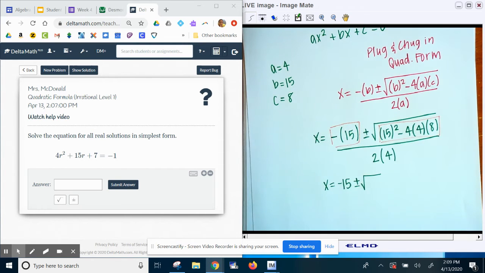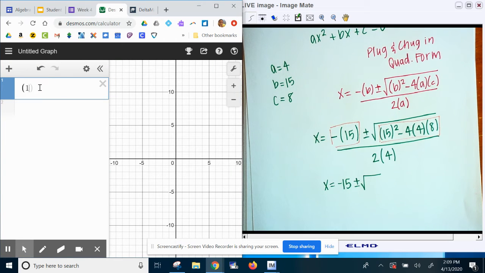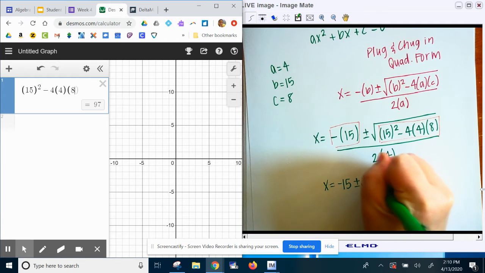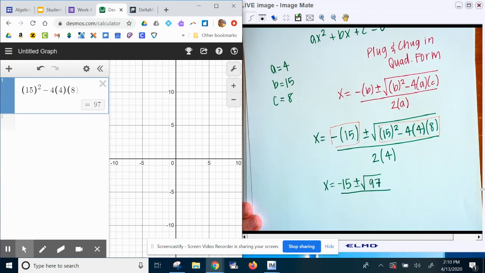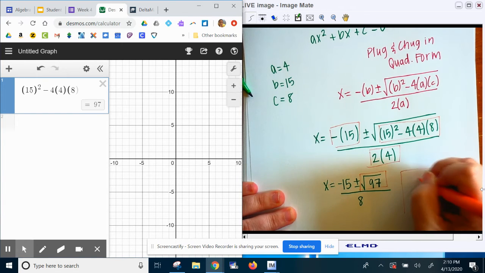Remember, my favorite way is Desmos. So if I plug that in, I've got 15 squared minus 4 times 8. I like Desmos just because I can see that I actually did it correctly and verify this looks like that. On your cell phone, it's a little bit harder to do because it doesn't have the big memory on there. So 97, and it's all over my 2 times 4, which is 8. My next step is I take my square root and I take it off to the side and I simplify it.